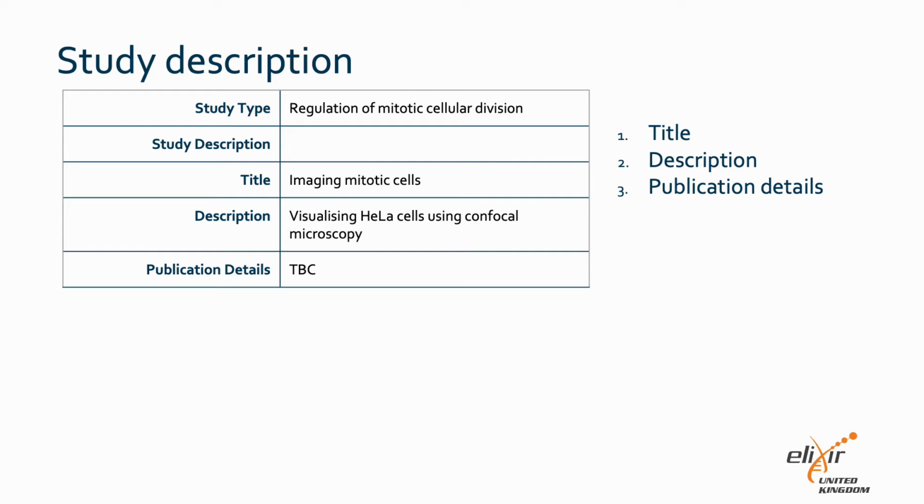The study description should include the title of the study, a brief description, and any related publication details, such as authors, title, and DOI. If you are gathering metadata pre-publication, you can fill in the publication details later, or enter a draft title or the name of the journal you plan to submit to.